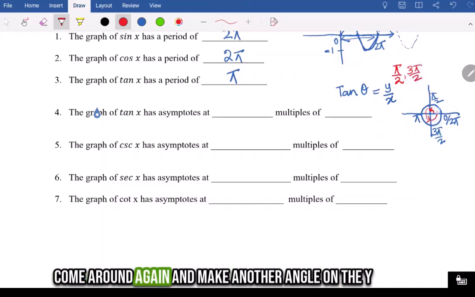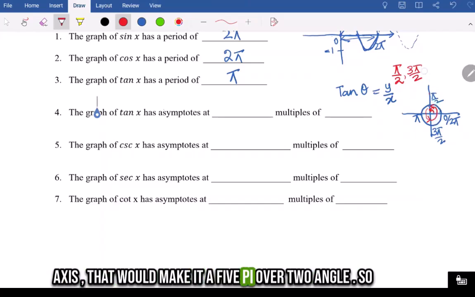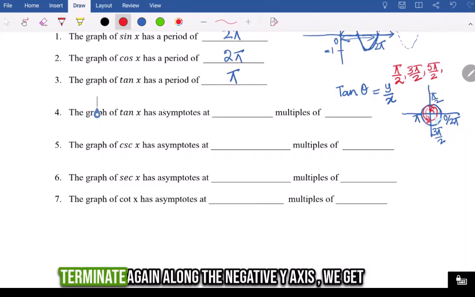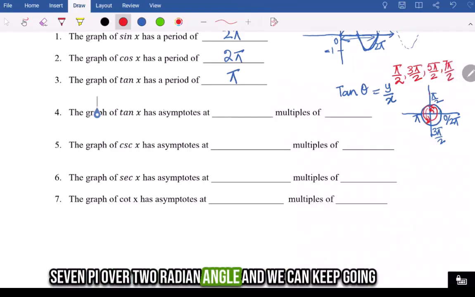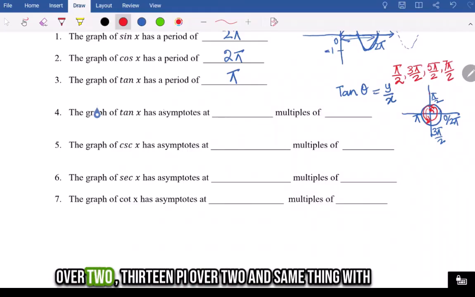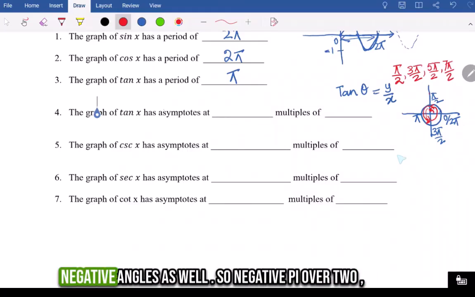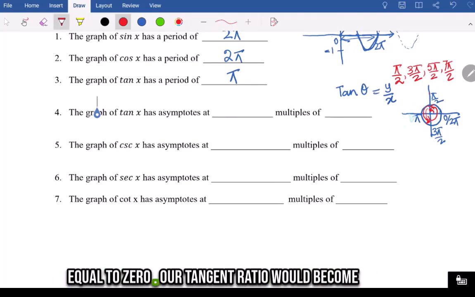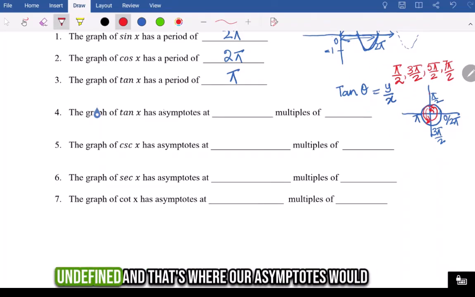And if we come around again and make another angle on the y-axis, that would make it a 5 pi over 2 angle. And then if we come around and terminate again along the negative y-axis, we get a 7 pi over 2 radian angle. We can keep going in circles and end up with 9 pi over 2, 11 pi over 2, 13 pi over 2, and the same thing with negative angles as well. So negative pi over 2, negative 3 pi over 2. That's where x would be equal to 0. Our tangent ratio would become undefined, and that's where our asymptotes would lie.